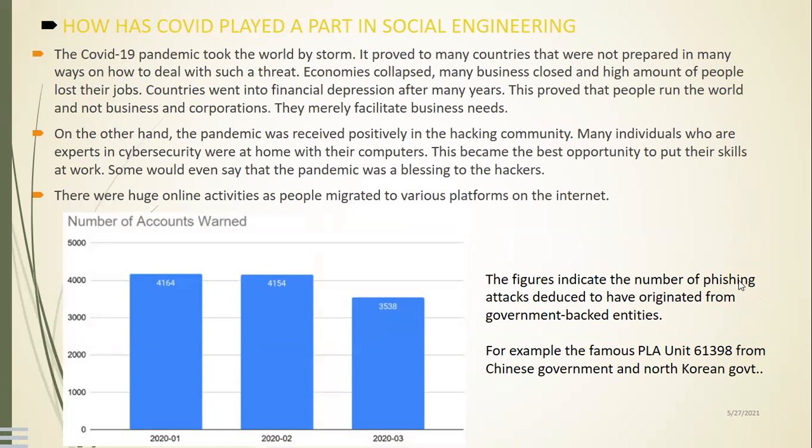So how has COVID played a part in social engineering? During the pandemic, it took the world by storm. We were not expecting it completely. Countries were not prepared to deal with such a threat. Economies collapsed, many businesses closed, people lost their jobs. Countries went into financial depression after so many years. It just proved that people run the world and not businesses and corporations. The businesses and corporations merely facilitate the business needs, but it's people who actually do all of the work.